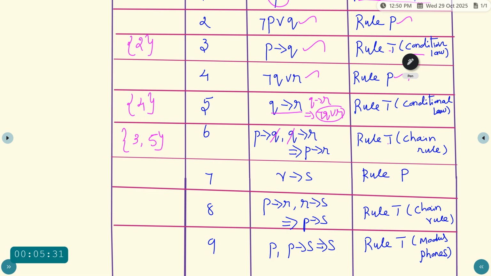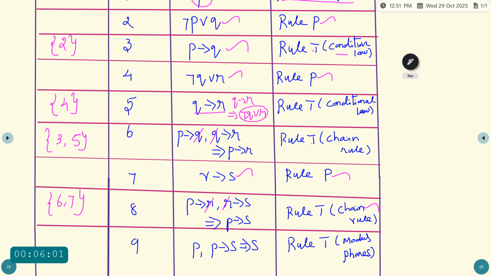Next we take the given premise R implies S. This is already the third premise, R implies S. This is rule P. Joined with this, the eighth step is derived from 6 and 7. What is the sixth? P implies R, and R implies S. R should be cancelled. So what is the remaining? P implies S is the remaining. This is rule T, the chain rule. So the answer is P implies S.